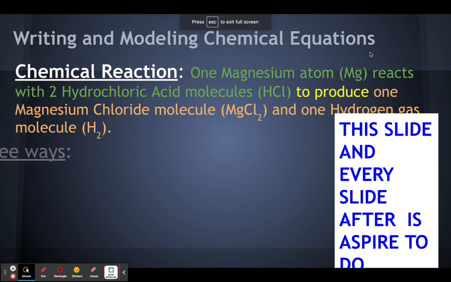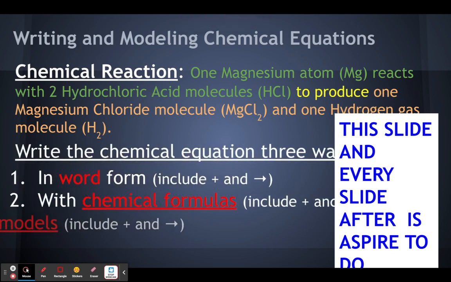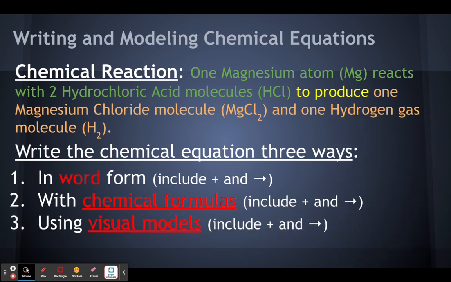All right. So in this one, we're going to take a magnesium atom. We're going to react it with 2 hydrochloric acid molecules to produce 1 magnesium chloride molecule and 1 hydrogen gas. So go ahead and pause this and take a moment and try to write this in word form on your paper. Write it in the chemical formula and write it in the visual model. Go ahead and pause now and then unpause, and then you can get the answers and see if you're correct. So I'm going to pause it now.